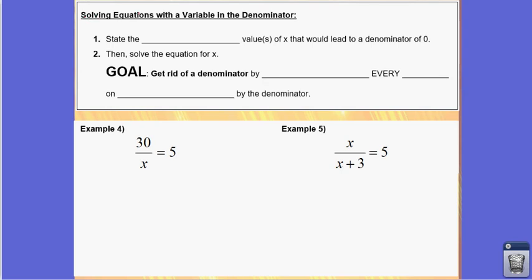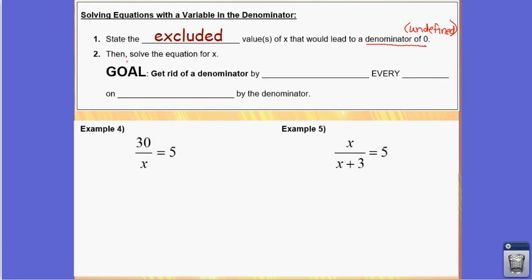Next, we want to focus on solving equations that have a variable in the denominator. We'll revisit why undefined was so important. We'll get back to that later. But first, let's fill in our steps. Step 1, we want to state the excluded values that would lead to a denominator of 0. It's important to be aware of the values that must be excluded. We cannot have a denominator of 0 because then the expression would be undefined and have no solution. So it's good to be mindful of these values at the beginning.